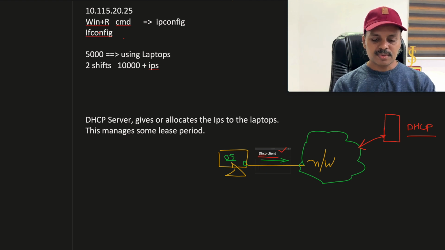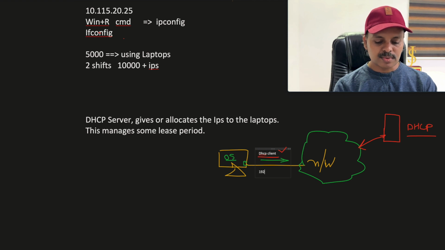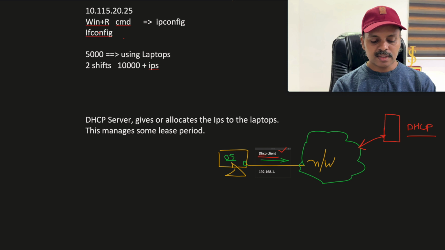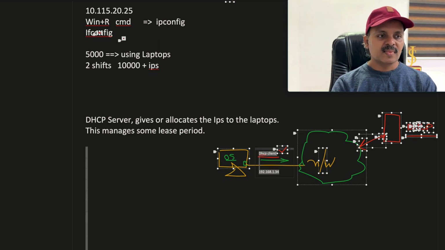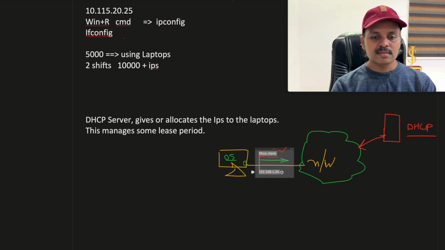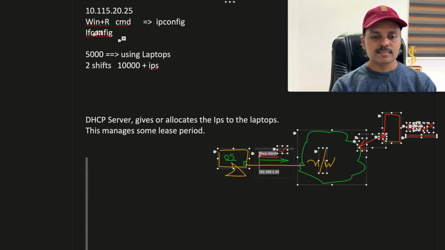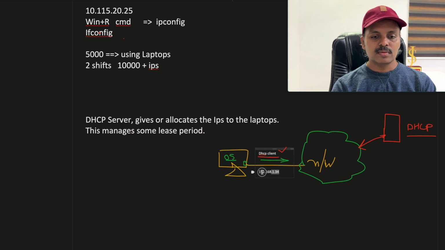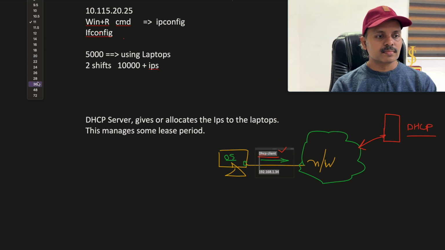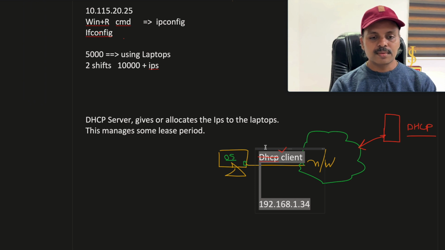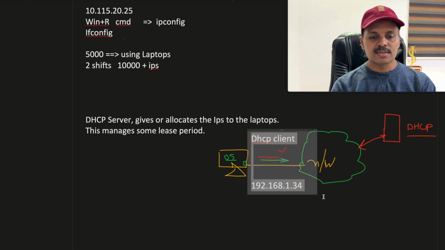There will be a couple of steps, not just one step. It will ask, okay, do you want this address? All that story will happen there, but let's see this: this guy gives this address. Okay, is that clear and done? Now, is this part understood?